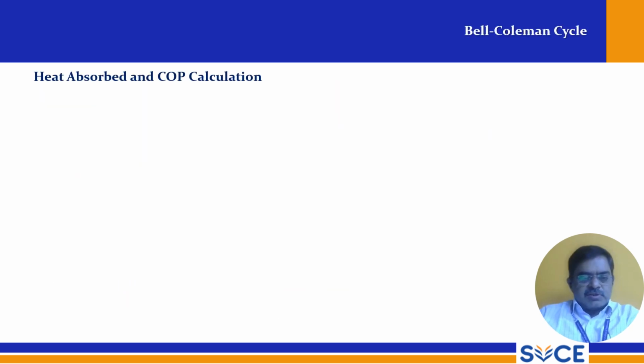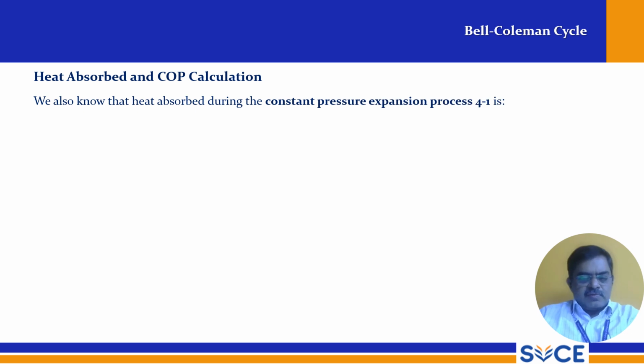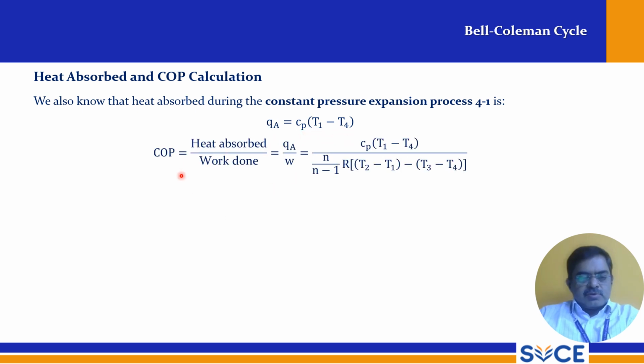Heat absorbed and COP calculation. I will give you more relations, and they will be very useful while solving problems, so remember these equations. Here we also know the heat absorbed during the constant pressure expansion process 4-1. So 4-1 is a constant pressure expansion process, QA equal to Cp times (T1 minus T4). So COP equals heat absorbed by work done, QA by W, in terms of n, R and Cp.